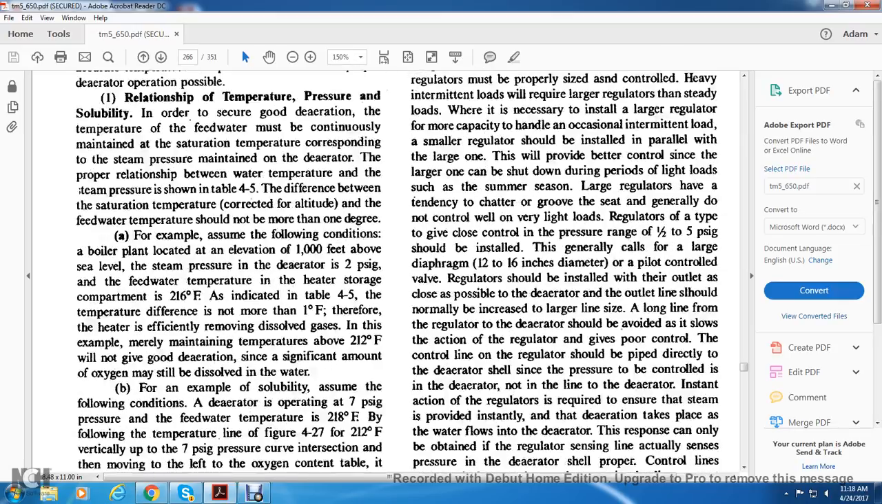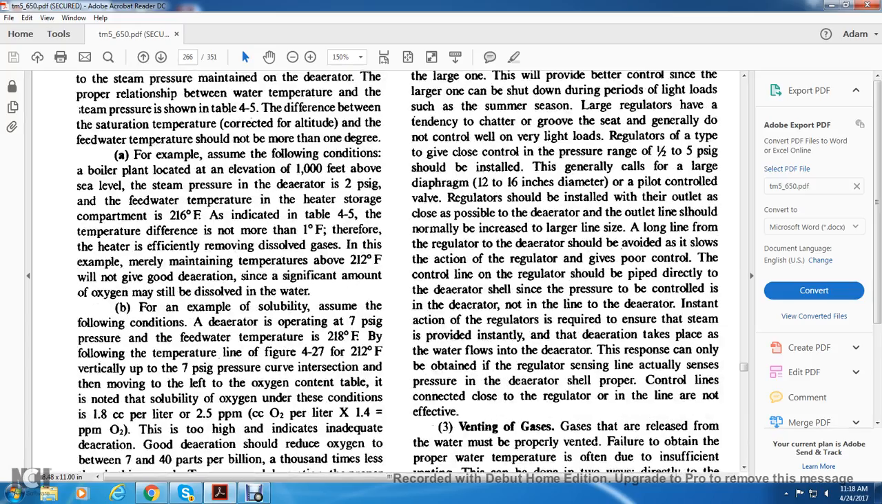For example, assume the following conditions: a boiler plant located at an elevation of 1,000 feet above sea level, with a deaerator steam pressure of 2 psi gauge. The feed water temperature of the heater water storage compartment is 216 degrees Fahrenheit, as indicated in Table 4.5. The temperature deficiency is not more than 1.1 degrees Fahrenheit. Therefore, the heater efficiently removes the dissolved gas.